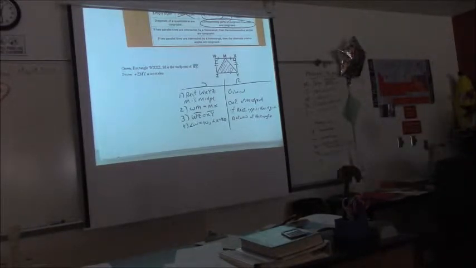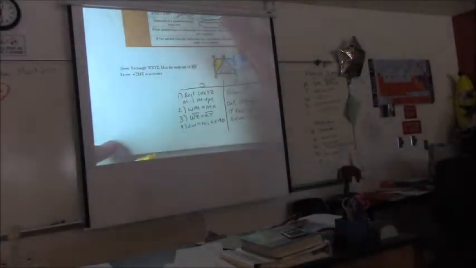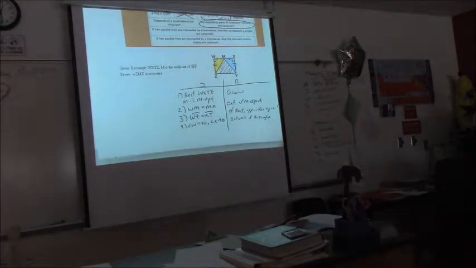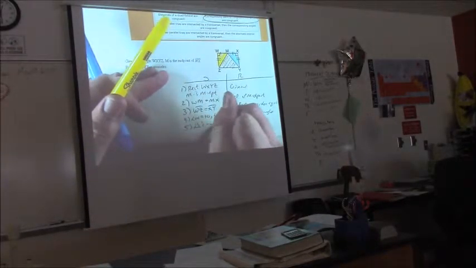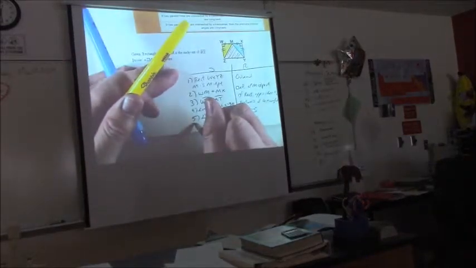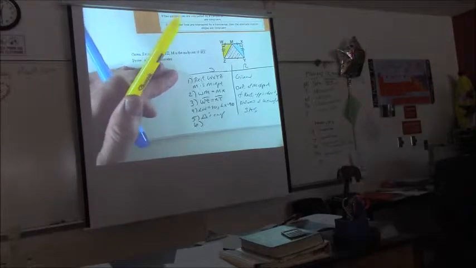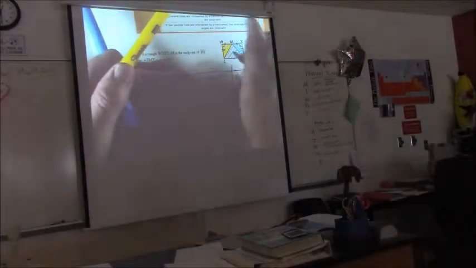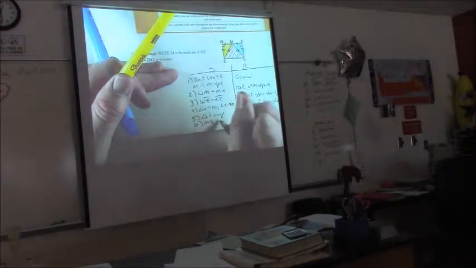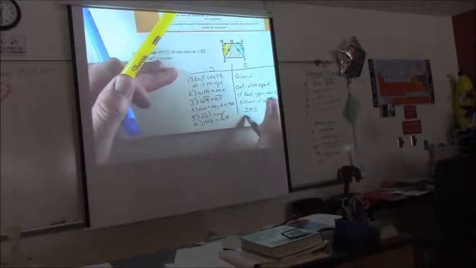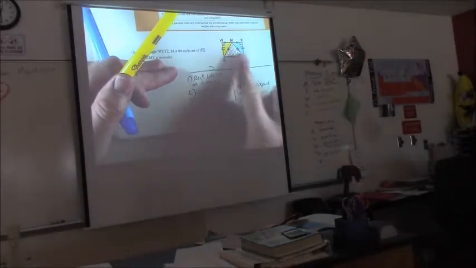Now tell me why this yellow triangle is congruent to the blue one. Why is this triangle congruent? Good, side angle side. So the triangles are congruent by SAS. Once the triangles are congruent, I'm able to say that MZ is equal to MY. Remember, once the triangles are congruent, then these parts are congruent.